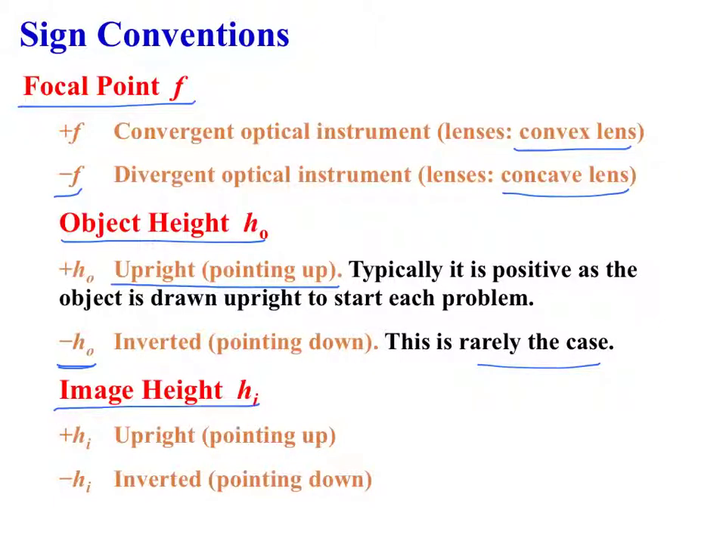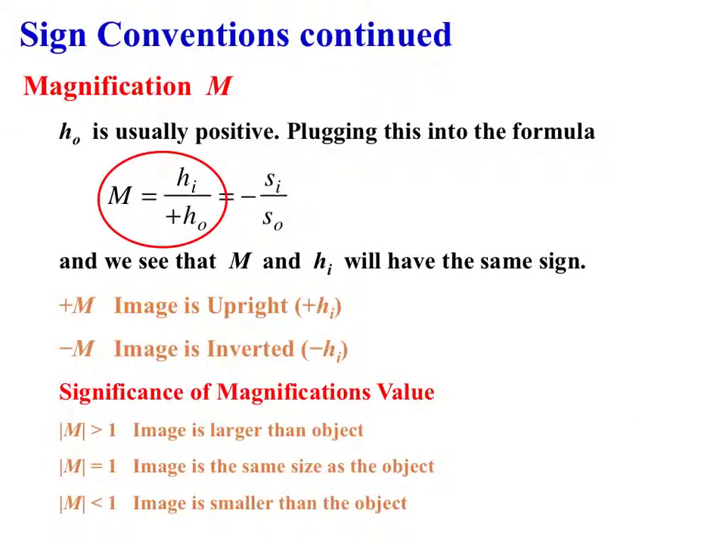So those mean the same thing in height of the image. If we have a positive height of the image, it is upright. If we have a negative height of the image, it's inverted or pointing down. These are a lot more common. Again, if the height of the object is usually positive, then our magnification is going to be the same sign as our height of the image.